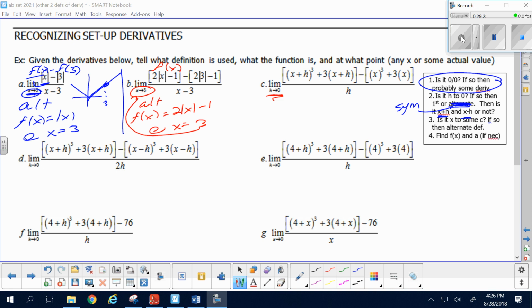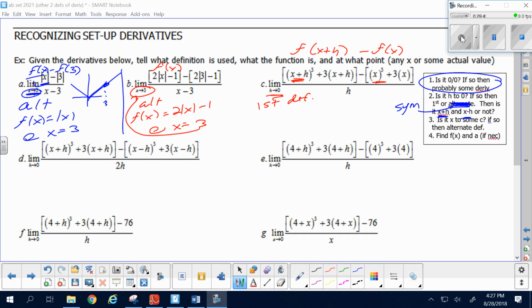Okay, so if we check out how you did, this has an h in it. So I know it's either first definition or symmetric. Now, choosing between the two, this has x plus h, but no x minus h. That means it's not that symmetric idea of approaching from both sides. It's more like just the first definition of the derivative. Now, in the first definition, you have f of x plus h minus f of x on the top.